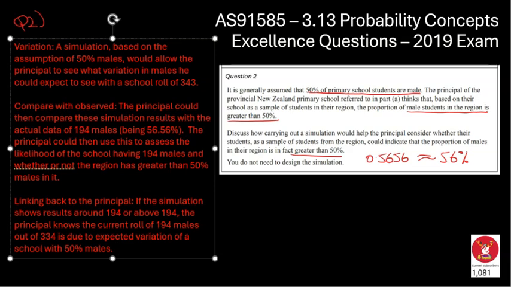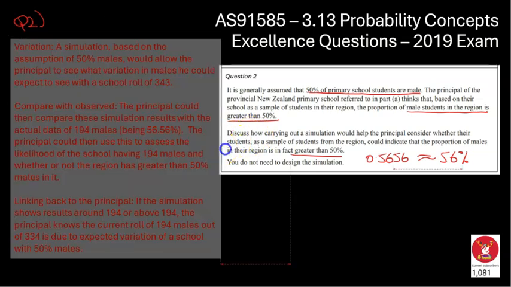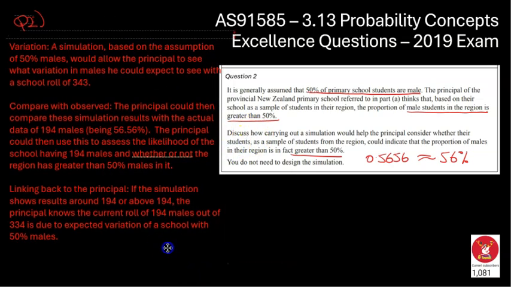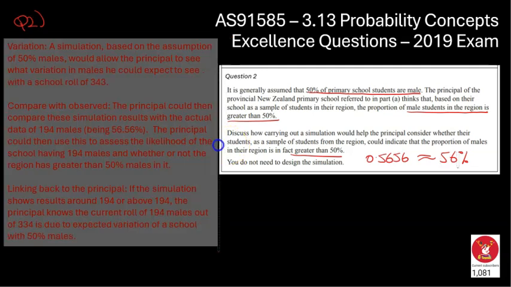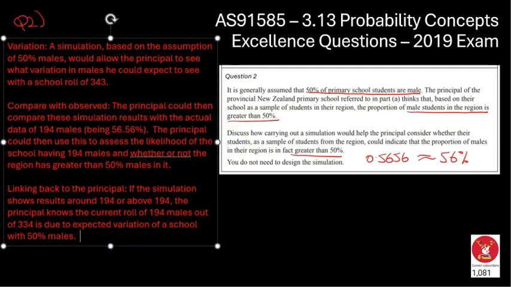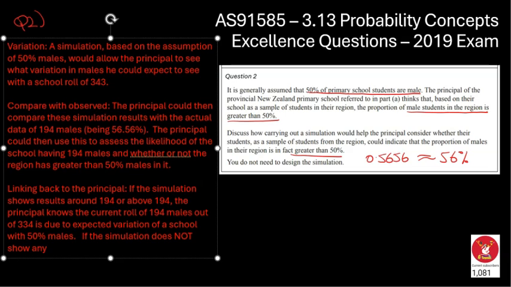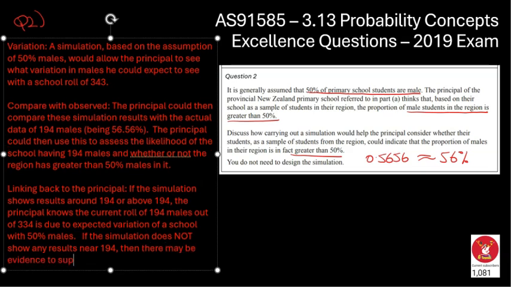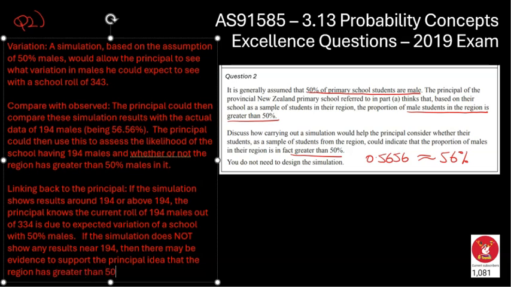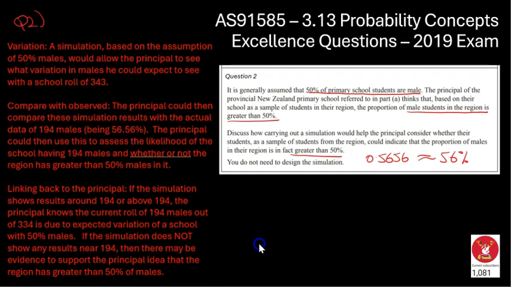And the opposite of that can be true. If we don't see any simulations that are near that number, then we know maybe there's something to his theory about there being greater than 50% of males. So if the simulation does not show any results near 194, then there may be evidence to support the principal's idea that the region has greater than 50% of males. So that would have been my answer.